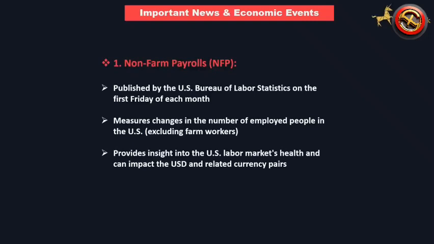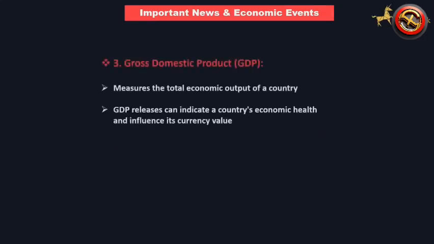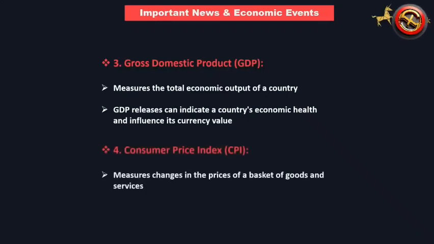First, we have the non-farm payrolls, NFP, published by the U.S. Bureau of Labor Statistics on the first Friday of each month. Measures changes in the number of employed people in the U.S. The second one is interest rate decisions, announcements by central banks regarding changes in benchmark interest rates. Changes in interest rates can influence currency values as they affect capital flows and borrowing costs. Number 3 is gross domestic product, GDP, measures the total economic output of a country. GDP releases can indicate a country's economic health and influence its currency value. And the next economic event is the Consumer Price Index, CPI. Measures changes in the prices of a basket of goods and services.